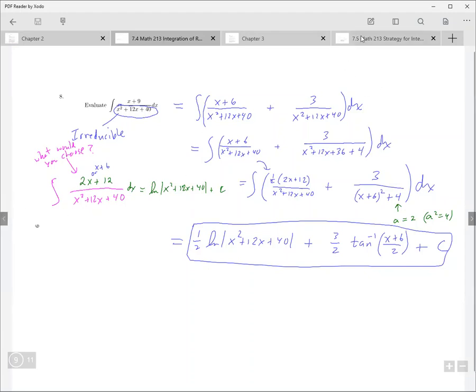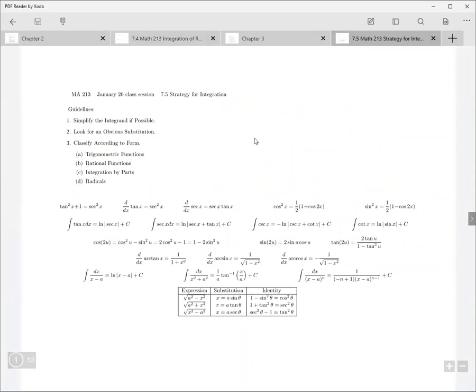Okay, let's move on to section 7.5. So 7.5 is sort of a review of the other sections that we've covered up to this point. It's just strategy for integration, just an overall integration strategy.